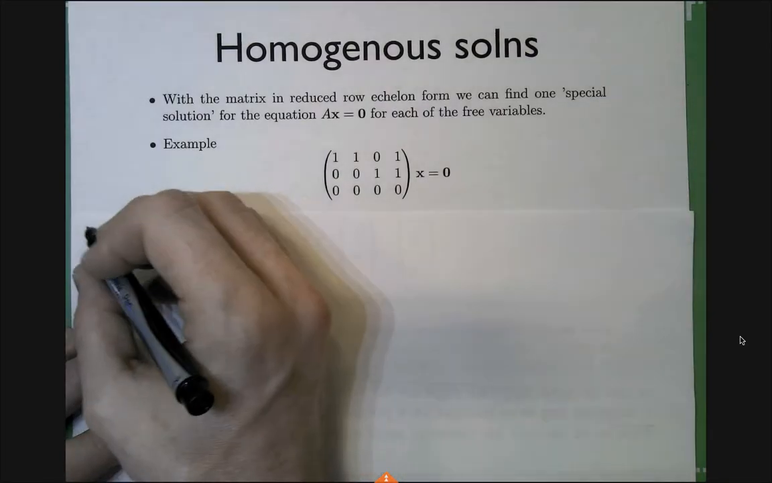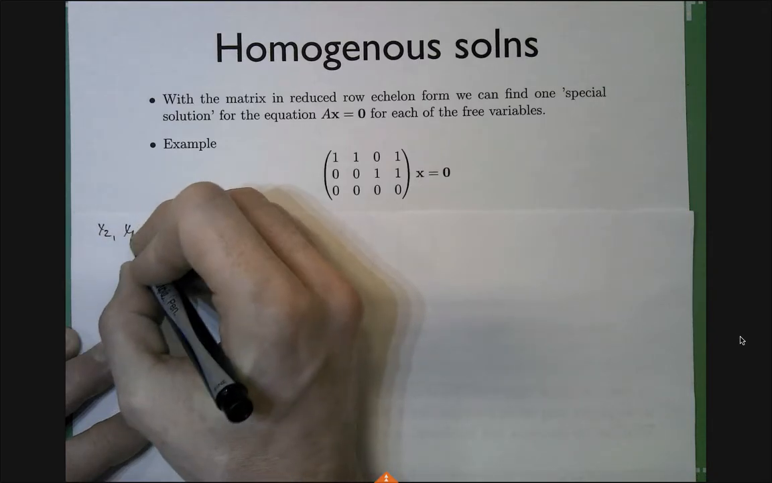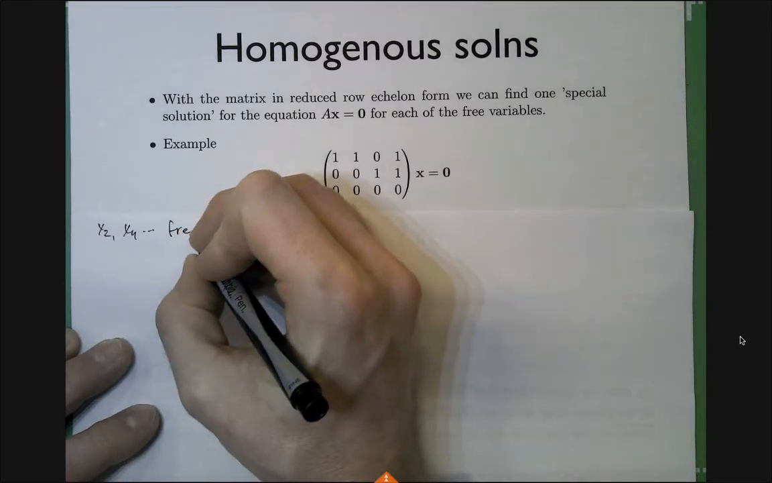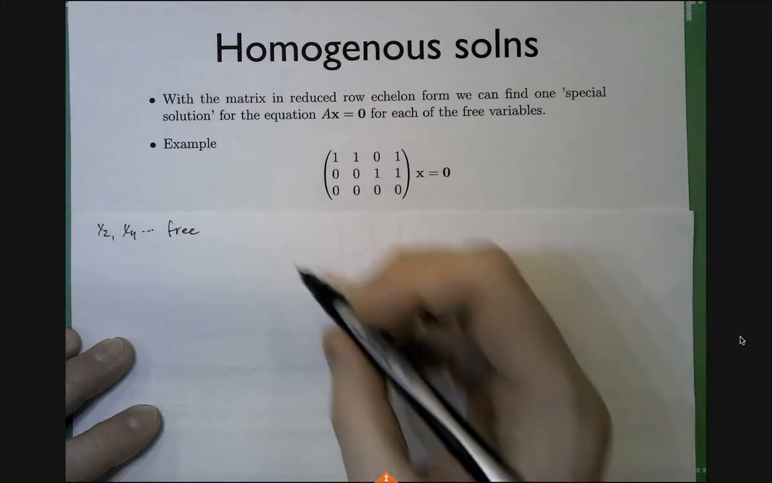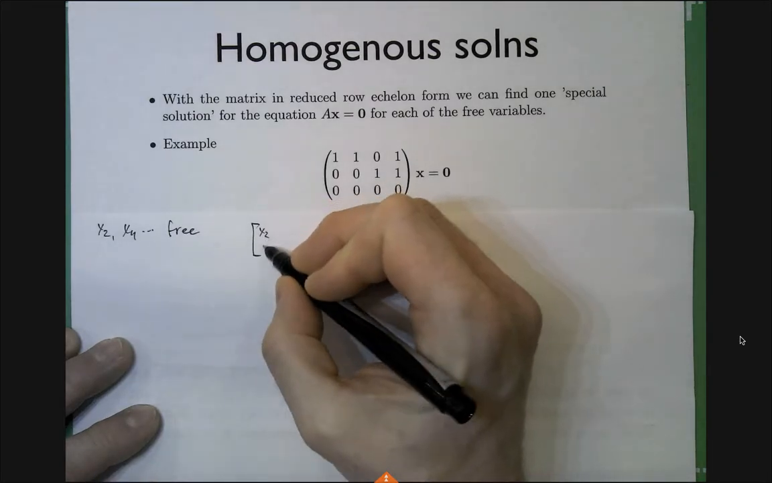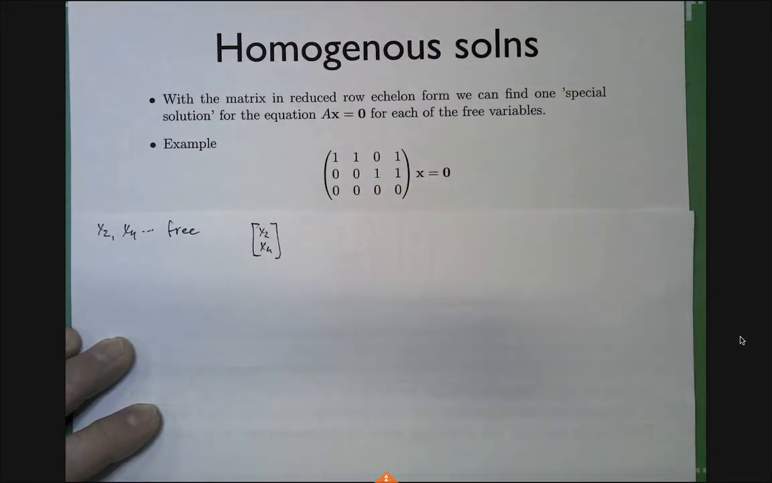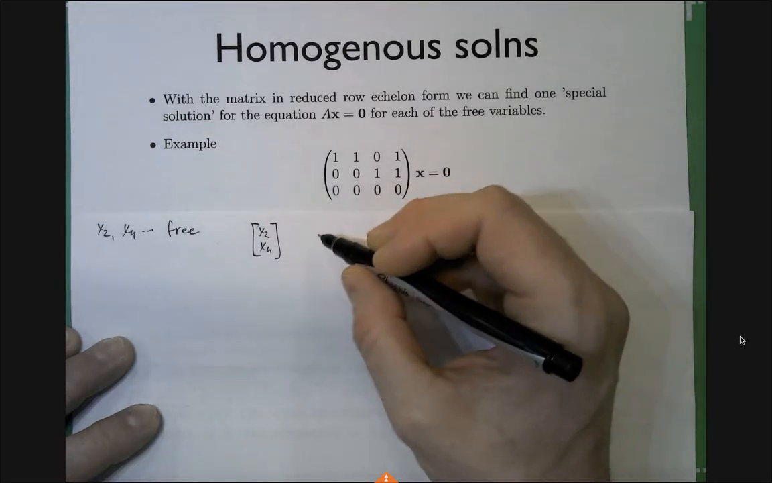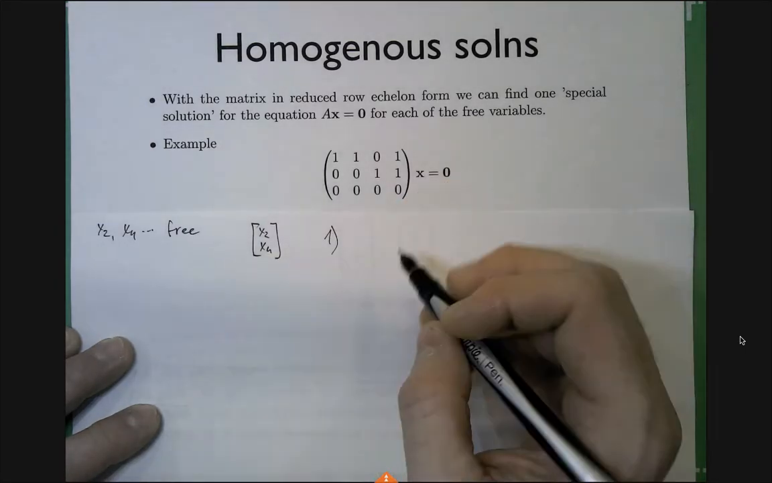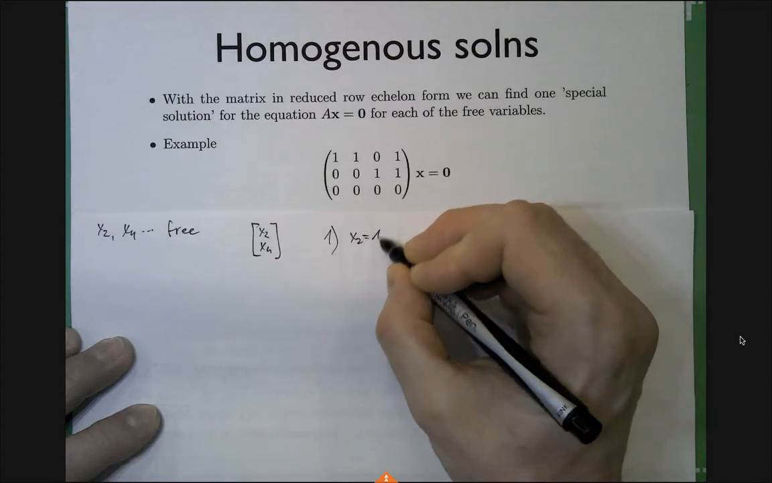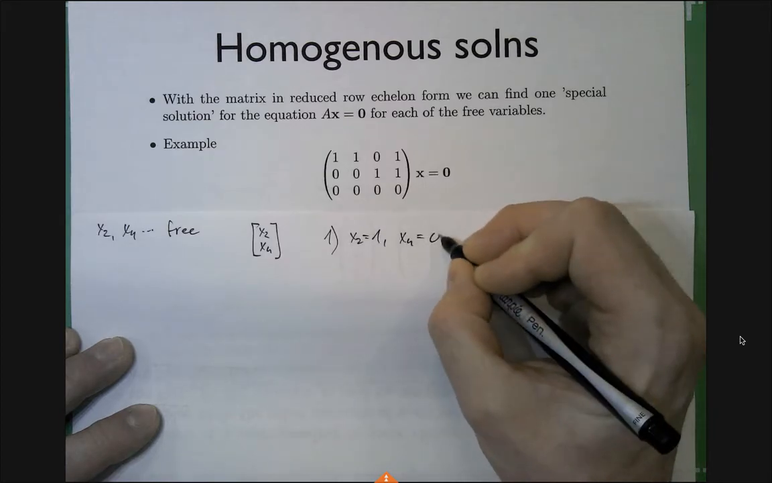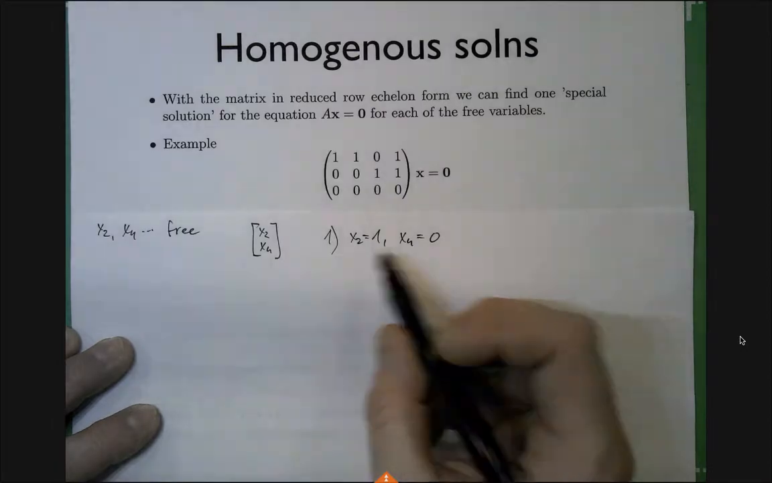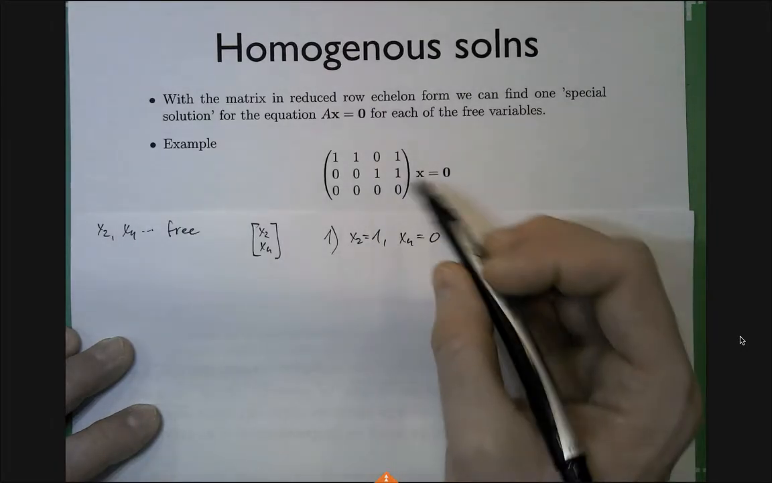So I said that x2 and x4 are free. So it seems like a good idea to look at the vector of x2 and x4 and plug in the standard basis vectors. I will explain in a little bit why that's a good idea, but intuitively it definitely sounds like a good idea. So the first choice would be that x2 will be 1 and x4 will be 0. Let's plug it in and see what we get.